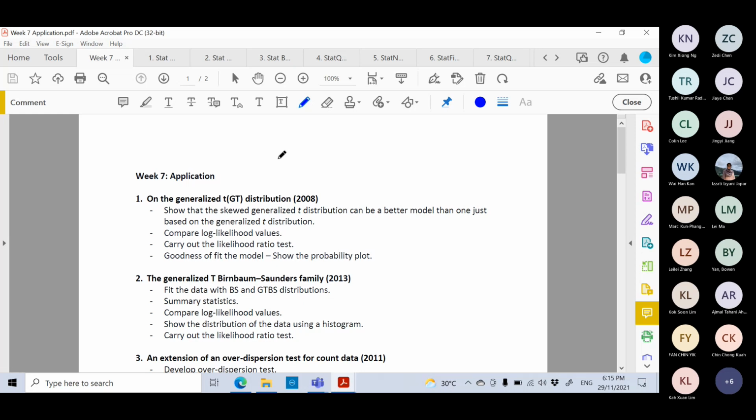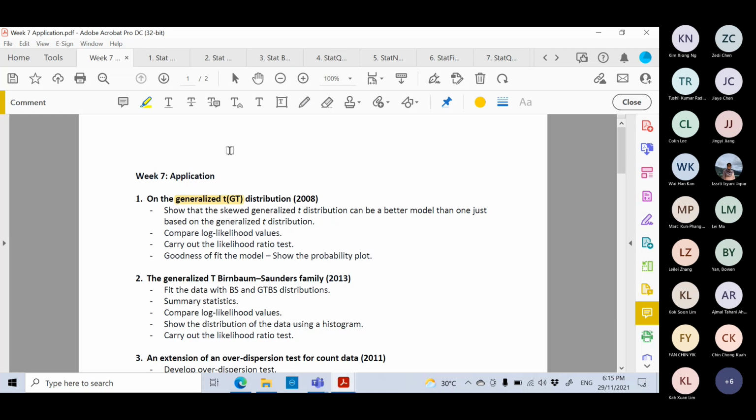Okay, so when you come out with a new distribution, of course you need to study the properties of the distribution itself. This one is what I have mentioned to you.